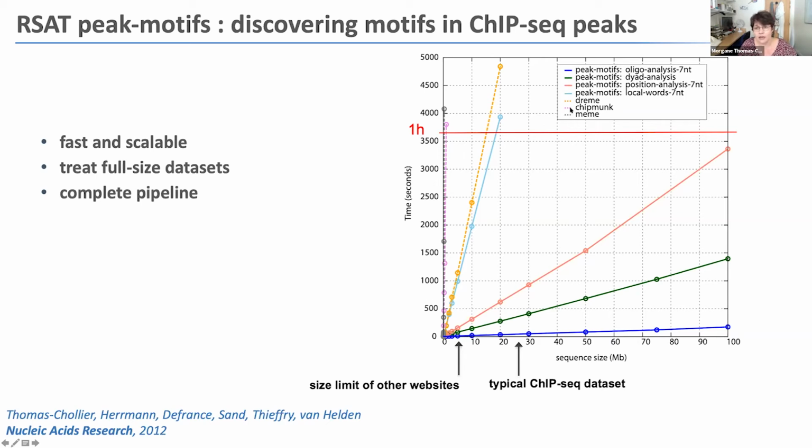And it was actually the same as the ChIPMunk problem at that time. And interestingly, the Kramer approach, that was oligo-analysis and the other programs in RSAT, were actually scaling really well with the large data. So that's why we had this advantage that it was actually fast enough that we could propose to treat the full-size data sets from the website. And that was really, at that time, very important.